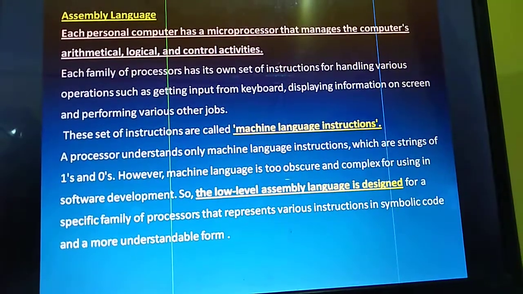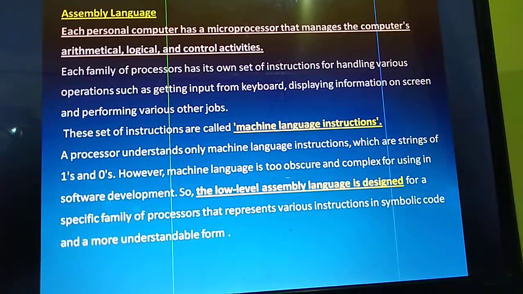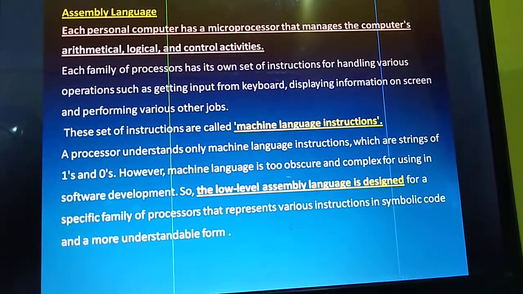Secondly, let us take the example that we have already discussed in the topic where we will learn about the assembly language.